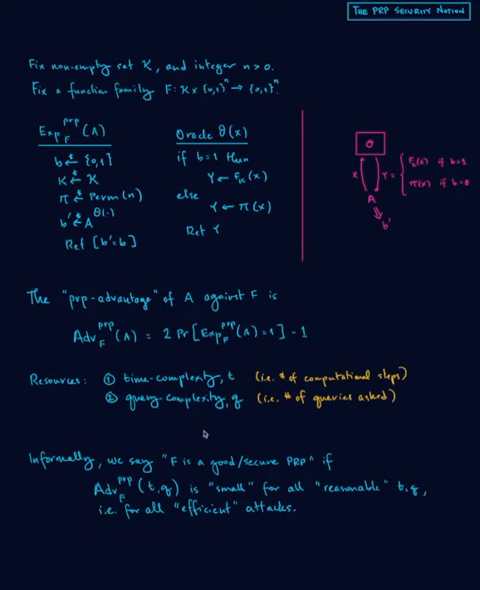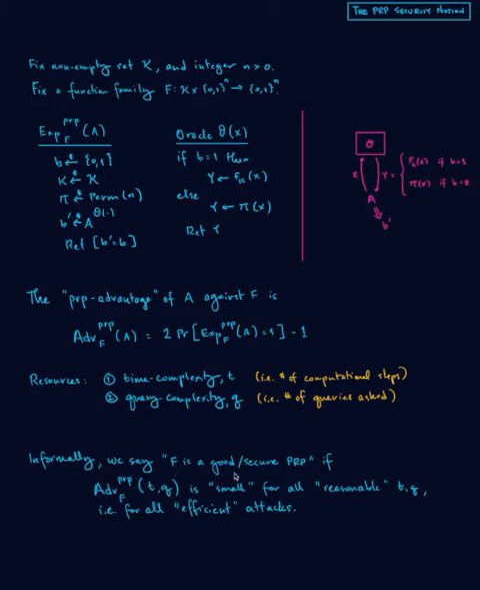And as before, we're going to define a resource parameterized version of this advantage. This is the advantage in the PRP experiment against F with resources T and Q. And as before, this is defined to be the maximum over all adversaries that use resources T and Q of their advantage. It's the best possible advantage that any adversary A that runs in T steps and asks Q queries can have. And informally, we will say this over and over again in the class.